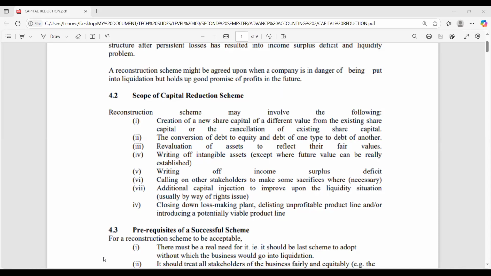Now, our capital reduction account is more like an income and expense account. So anything we write off or any deficit we have, which goes to the debit side, is more like an expense, reducing the profit. And the profits are the sacrifices and the conversions that we are going to experience. They must go on the credit side of the capital reduction account. Then the next one says an additional capital injection to improve the liquidity situation. So people would introduce more funds in order for us to keep the firm running. Now, closing down a loss-making plant, delisting unprofitable product lines, and introducing a potentially viable product line. When you close these things down, you take them to the credit side because it becomes revenue generated for the firm.